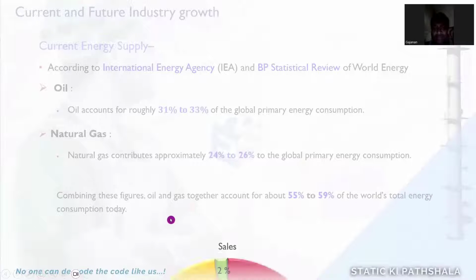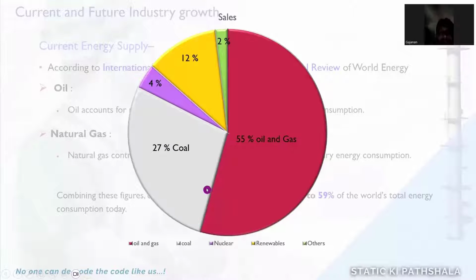total energy consumption. So if we see it in the form of a pie chart, we can observe that more than 50%, 55% rather we can say, of the energy needs are getting satisfied from oil and gas, 27% from coal, 4% from nuclear, and 12% from the renewable energy, which also includes hydroelectricity. Then 2% from the rest, which also involves hydrogen, which is also one of the fuels that comes under this 2%.